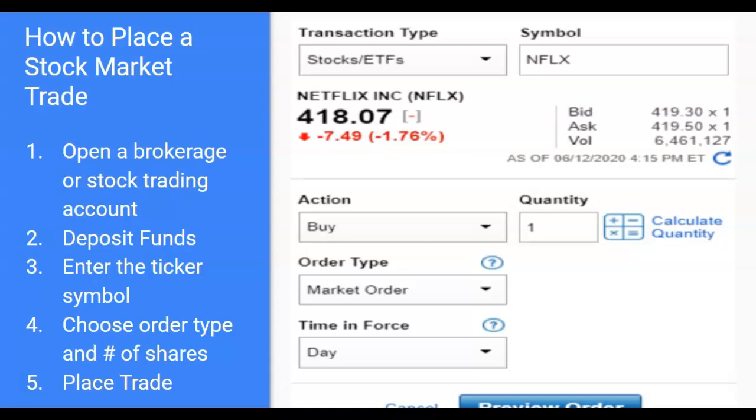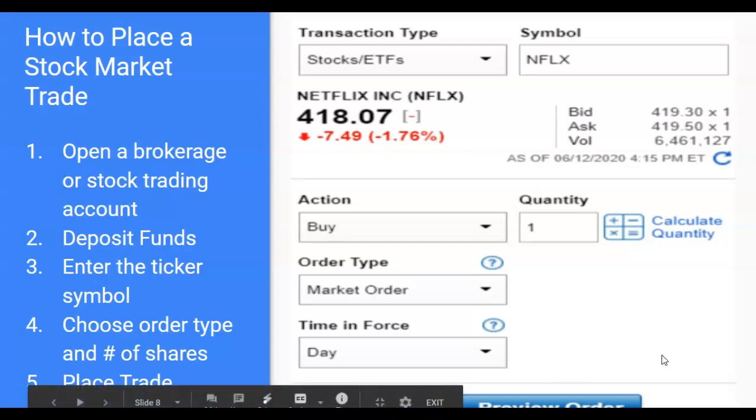So as you can see here for this example, I entered the ticker symbol Netflix, NFLX. And as you can see here, we have the stock price, $418. Very simple. So you enter the ticker symbol in here. It's going to pull up the latest price and things like that. And then all you have to do is choose your order type. So for this example, I chose a market order, so it'll just execute the trade. And then I'm going to purchase one share. And then time in force. So on most brokerages, they're going to have either a day trade or a good till canceled. So for this example, I just pushed a day trade, and then I want to place the trade.